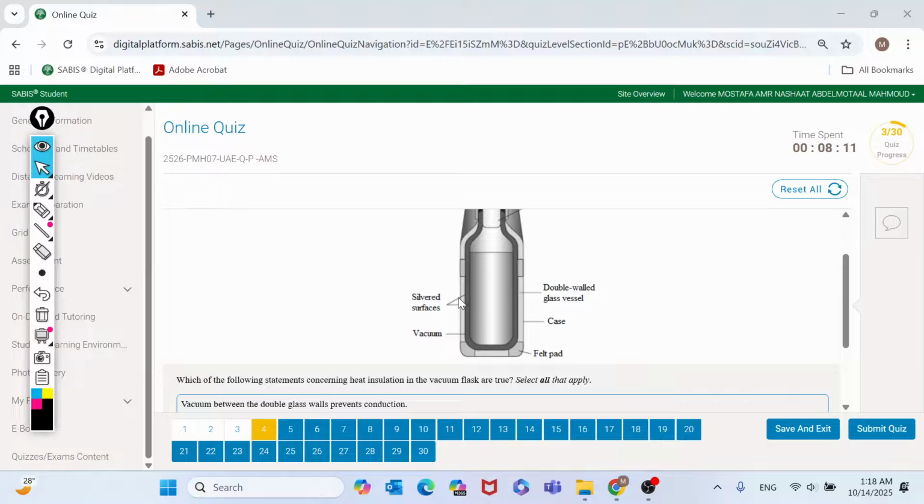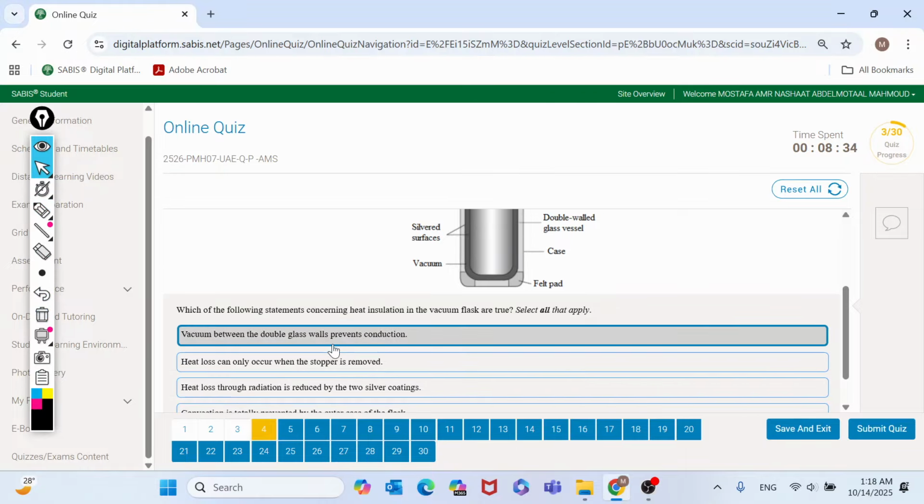Like the sun's rays, they travel in a vacuum to reach Earth. But here, it's a silver surface, so the rays would come and reflect off, because silver is a reflective material. So it would reflect the radiation. So even radiation wouldn't get in. Okay, so vacuum between the double glass walls, yes, it does prevent conduction.